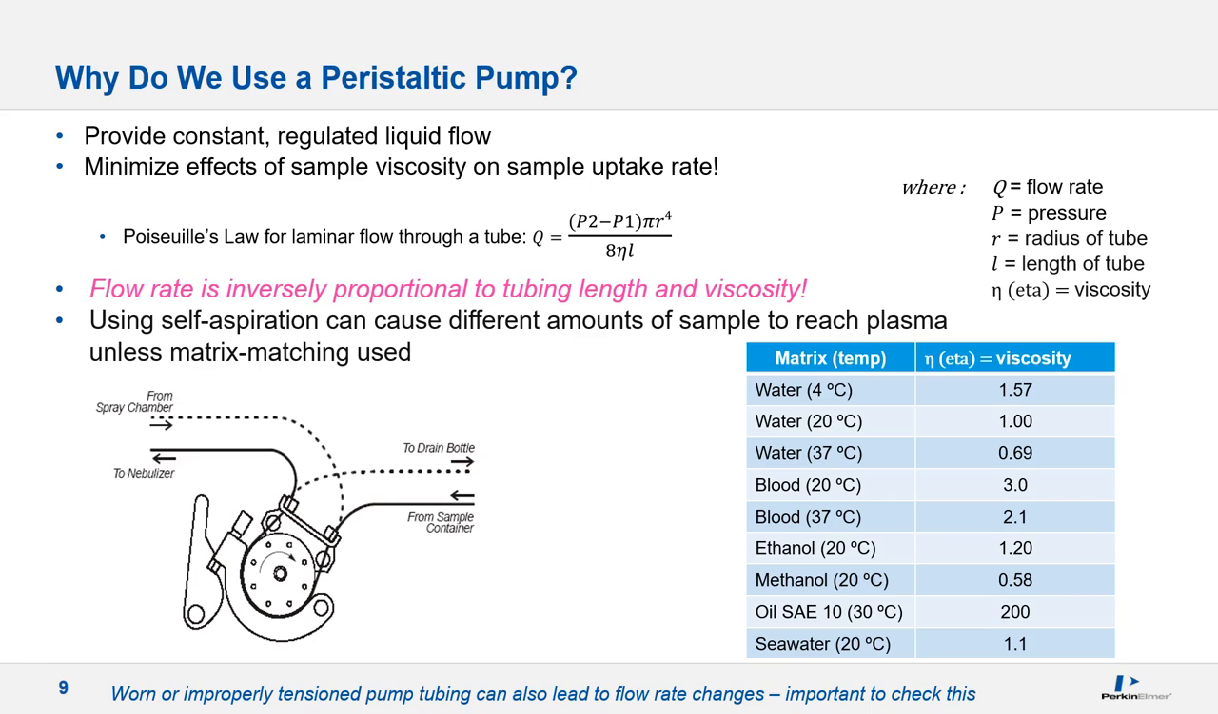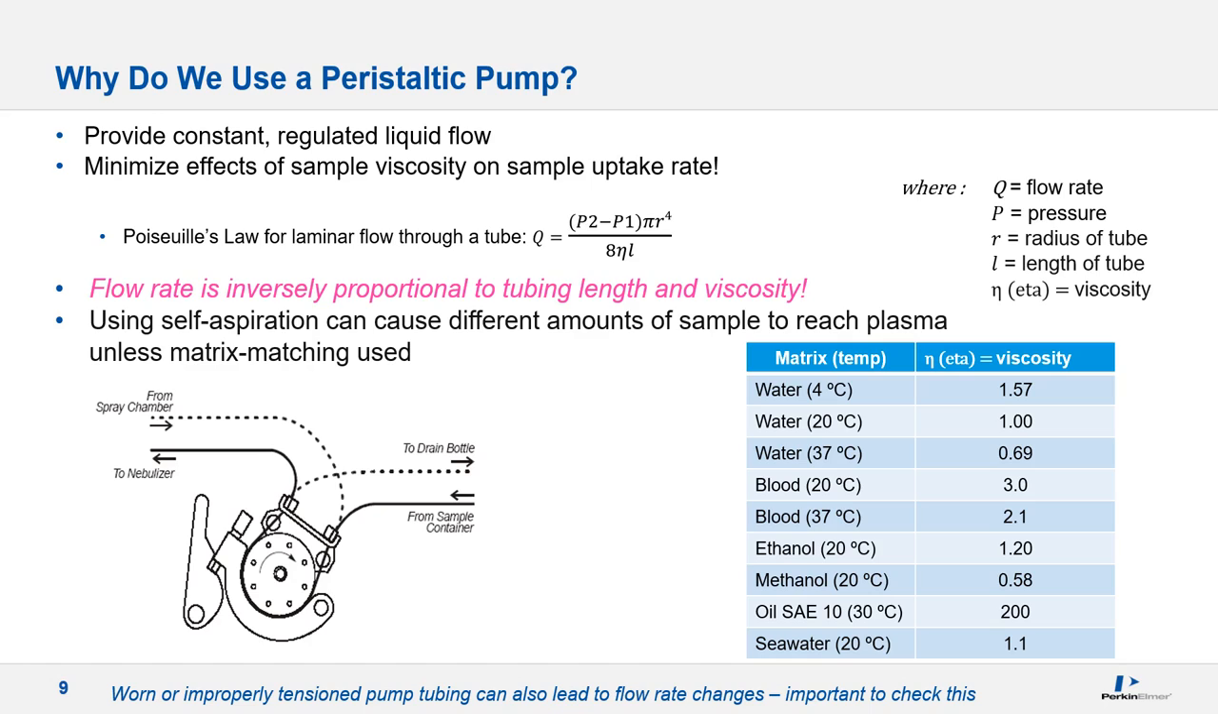Poiseuille's law for laminar flow, which is the equation shown on the slide, describes the factors that influence liquid flow through an open tube. What is important to remember is that the flow rate is inversely proportional to tubing length and viscosity. The chart at the right shows the viscosities of several different liquids. Note how the viscosity is also temperature dependent.